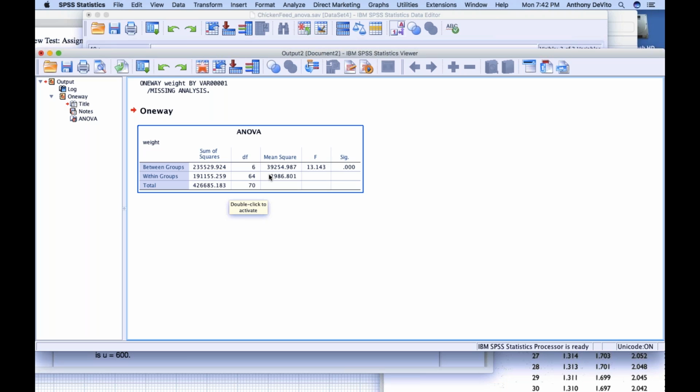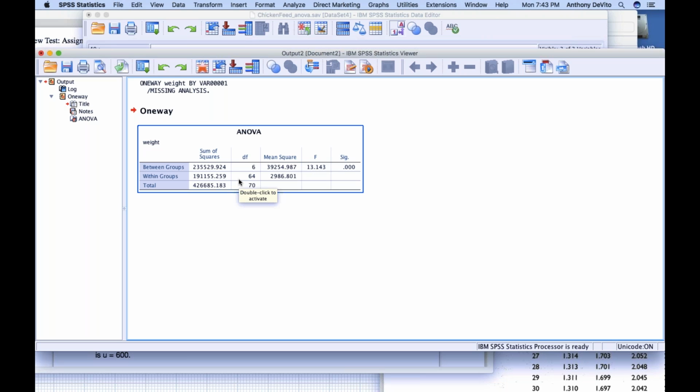Okay, so what do we need here? What we need here, in order to be able to tell that the means of these groups are different, is we need the means to be far apart. In other words, the mean square between groups to be a big number. And we need the variability within the groups to be narrow. We want the means to be far apart, but we want the groups themselves to have a narrow spread.